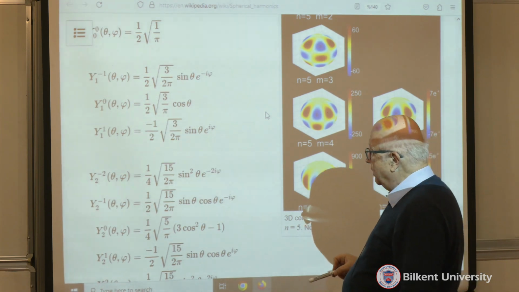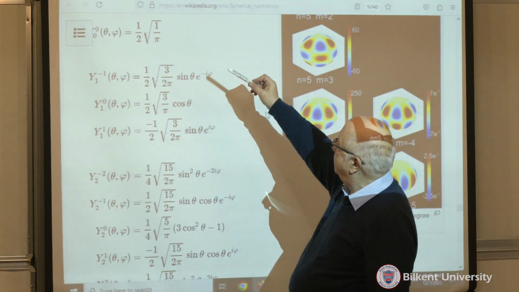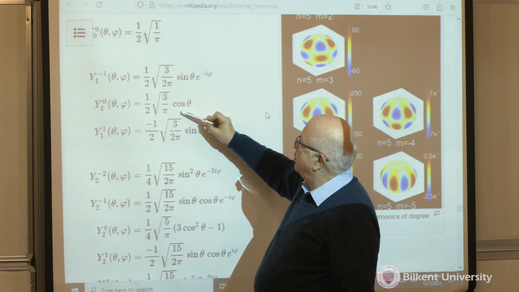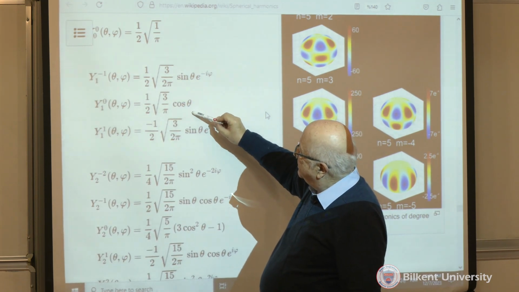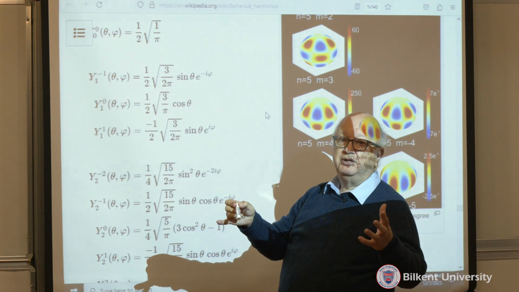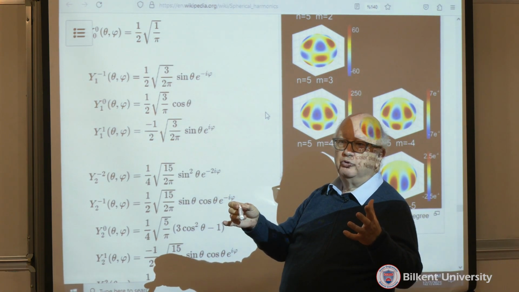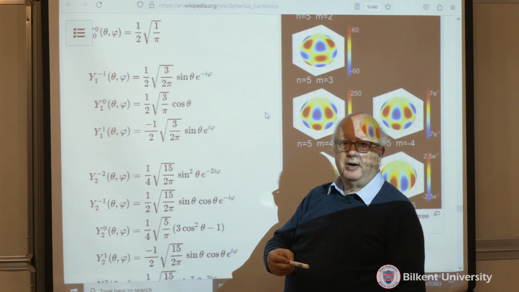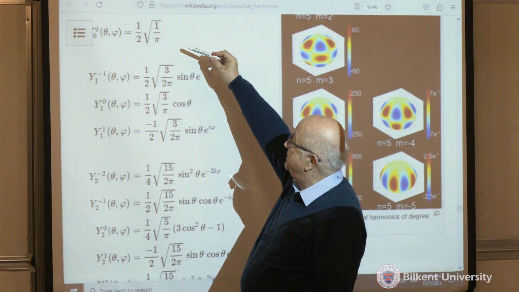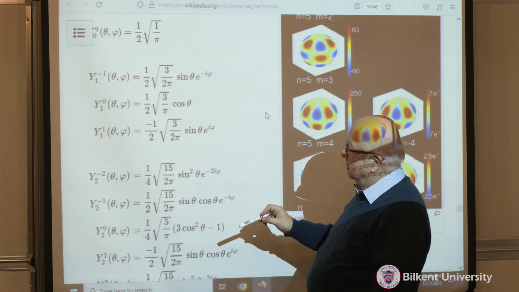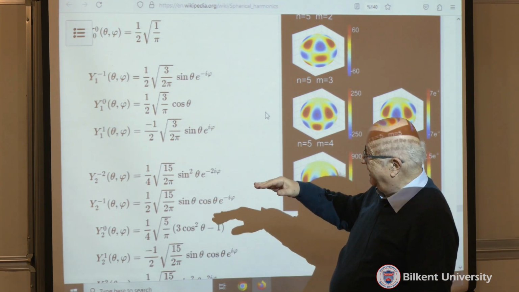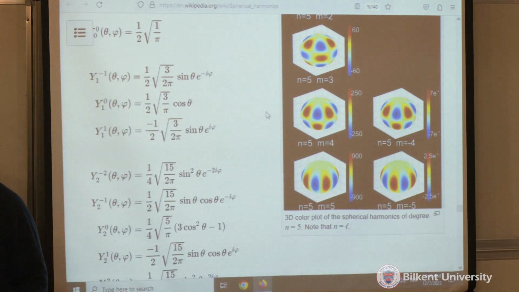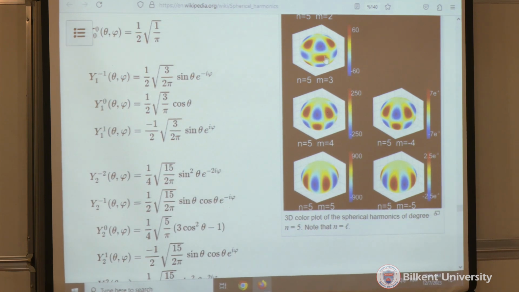Similarly, Y_2,0 is something like this. So you have these sine and cosine dependencies. For example, for Y_1,0, you have something which is positive for theta between 0 and pi over 2, and negative for pi over 2 to pi. So these things have different symmetries depending on what level of L you have. Let me just try to show these things to you pictorially.